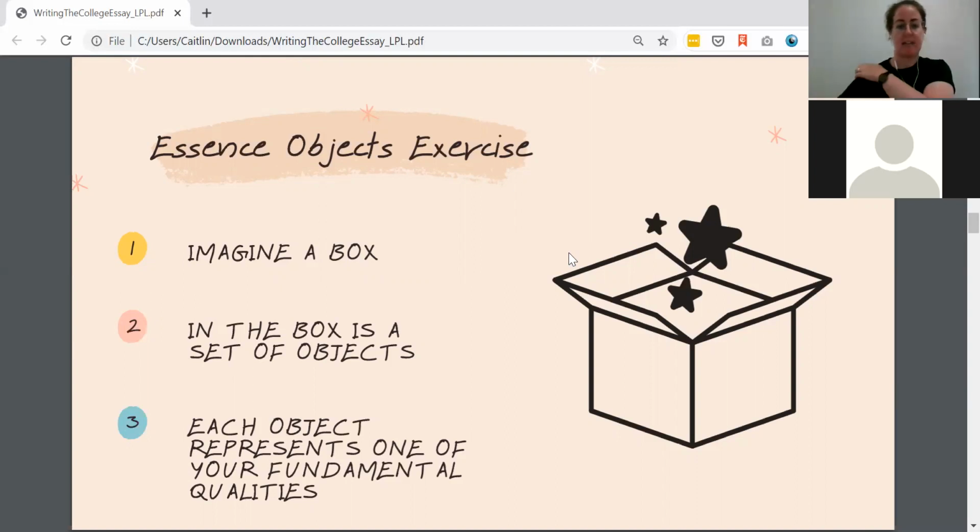So the first one is the essence objects exercise. We're taking that from a book called College Essay Essentials by Ethan Sawyer. In it, you start with a blank piece of paper, and then you're going to just imagine a box. And in the box is a set of objects. In the book, he talks about 20 objects. You have to write down each object as it represents one of your fundamental qualities.